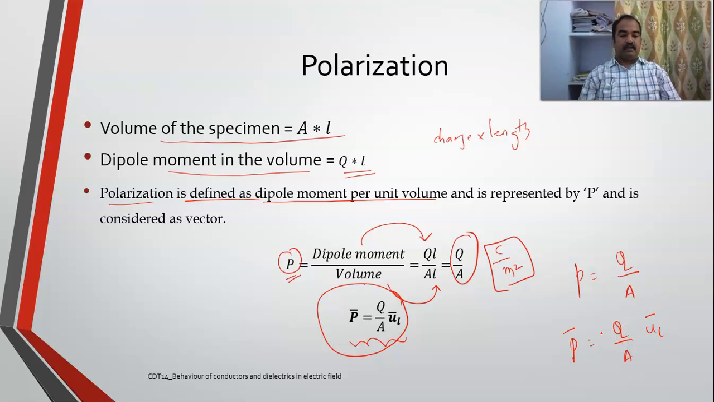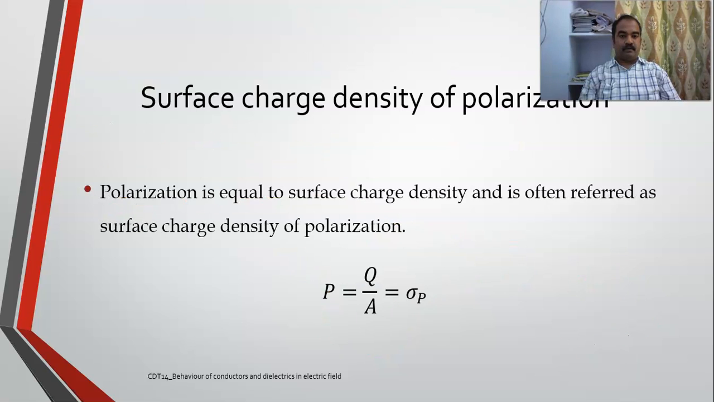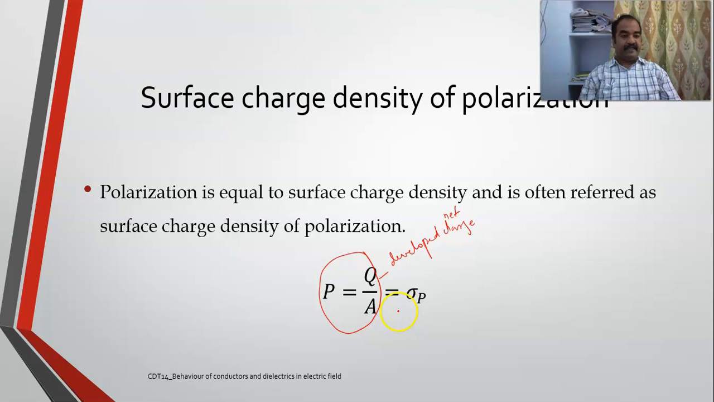Okay. Now, having said this, polarization is nothing but charge per unit area. This is the developed net charge per unit area, which was not there initially. You know the charge per area is called charge density, surface charge density.